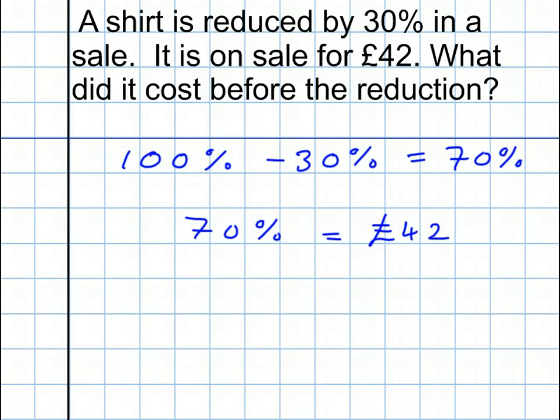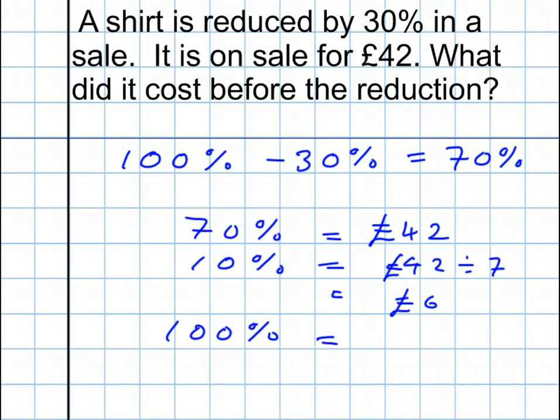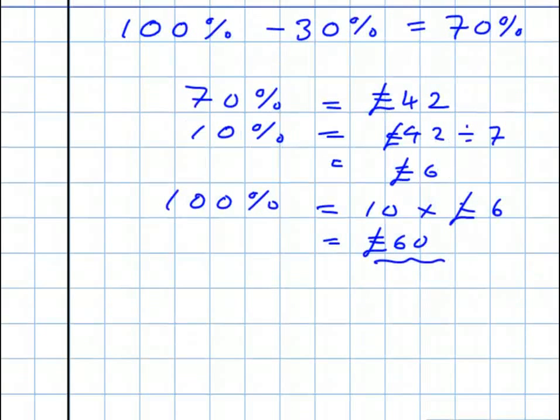Now, how are we going to find out what the original, what the original 100% was? Well, let's work out what 10% is. 10% must be equal to 42 divided by 7, in other words, £6. So our 100% must be 10 times that, equal to £60. And if you want to double check, what is 100% take away 30%? It equals 70%.